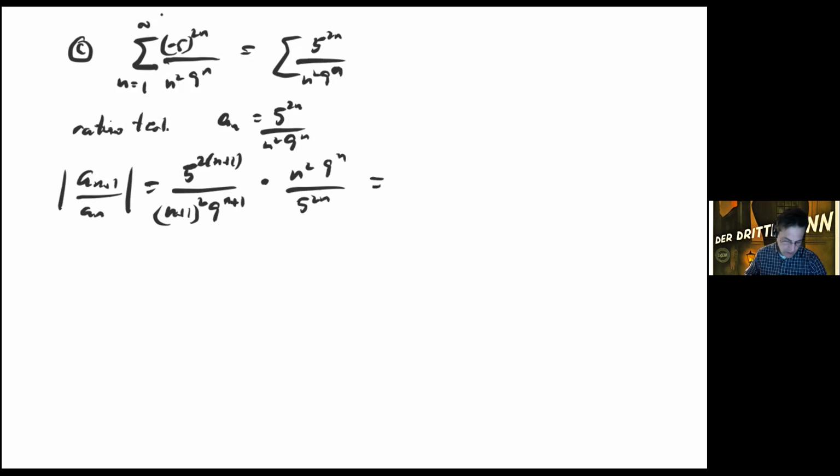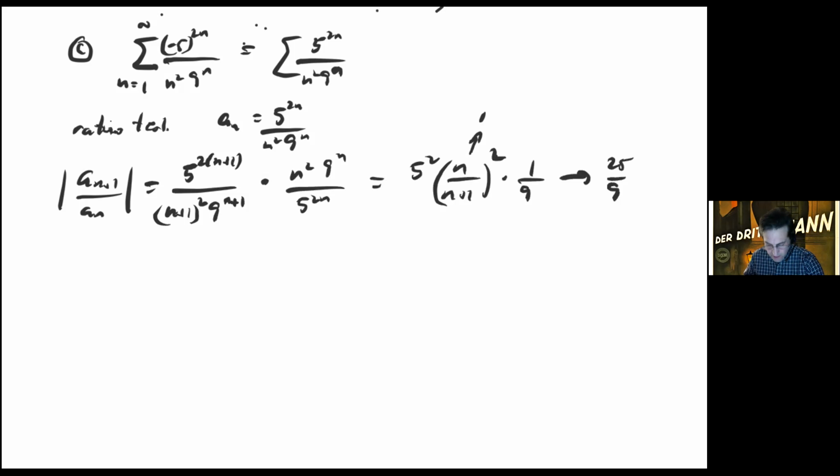And this simplifies to what? It looks like 5 squared is left over from the 5s. And then we have n over n plus 1 quantity squared. And then we have 1/9. And what does this tend to? Well, the middle factor tends to 1. So this entire thing tends, in the limit, to 25 over 9. And because 25 over 9 is greater than 1, the series diverges. Let me write just: series diverges. Okay, let's go to D.